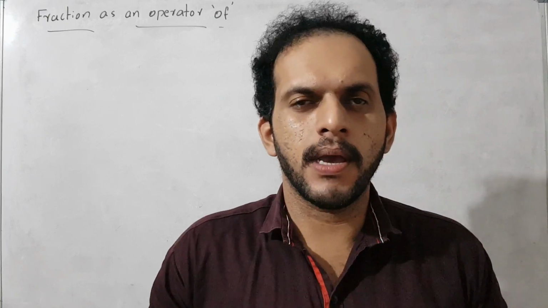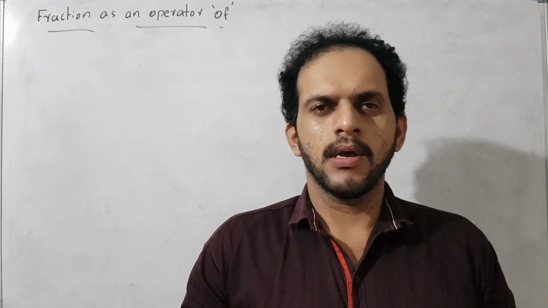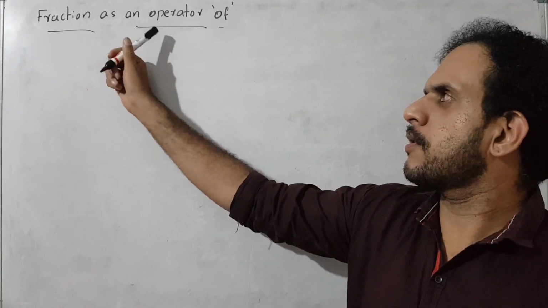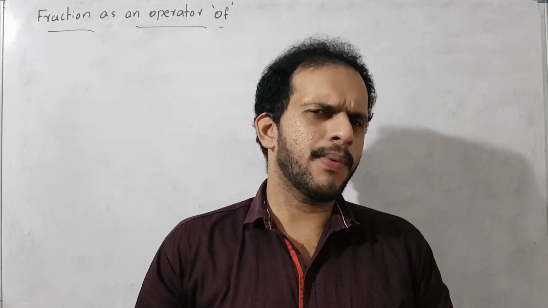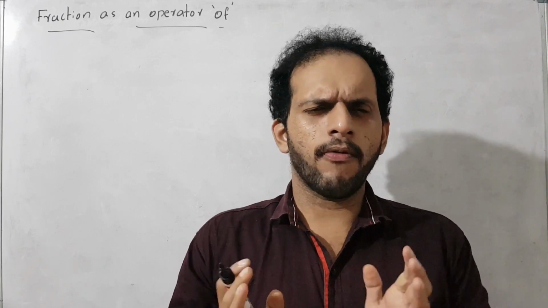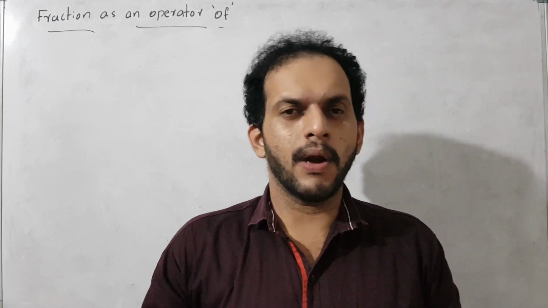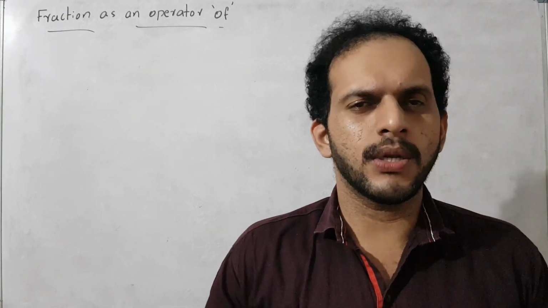Now we know how to multiply a whole number by a fraction, correct? The next type is the fraction as an operator of. We always say it like this: 1 by 2 of 10, 1 by 6 of 30. What do you mean by of? Of means multiplication. 1 by 2 of 10 means 1 by 2 into 10.